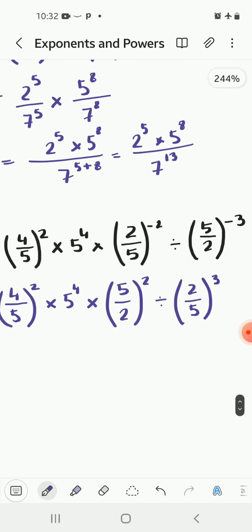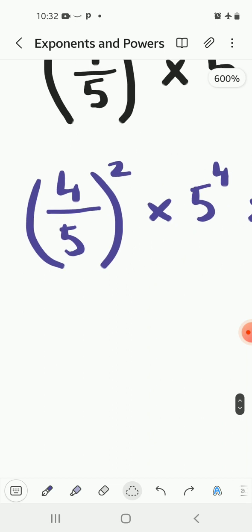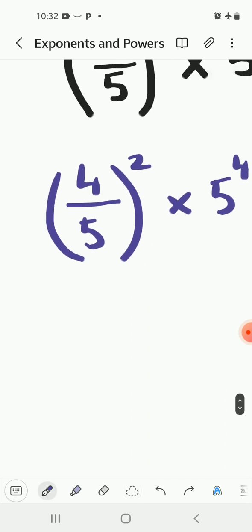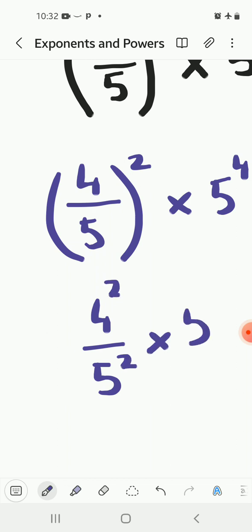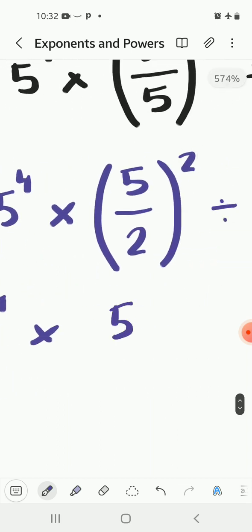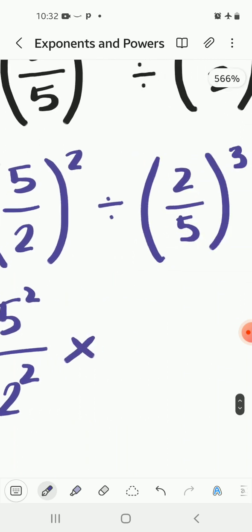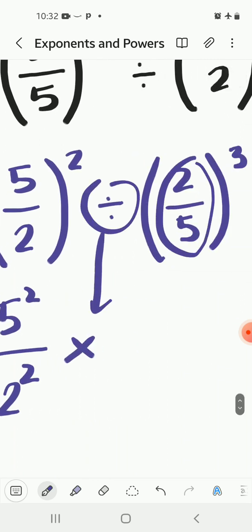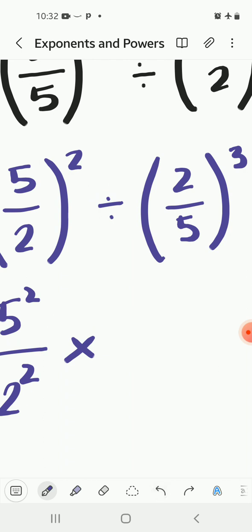Now we will apply BODMAS rule. You can see division comes first and then multiplication. So let's do it. Over here, 4 by 5 square, we will split it and write 4 square and 5 square into 5 to the power 4 into 5 to the power 2. Split it and write 2 to the power 2. Division becomes multiplication. So we will use reciprocal of 2 by 5, which will become 5 by 2.